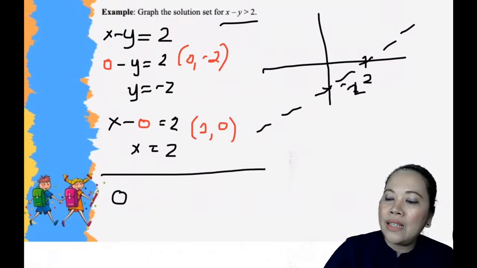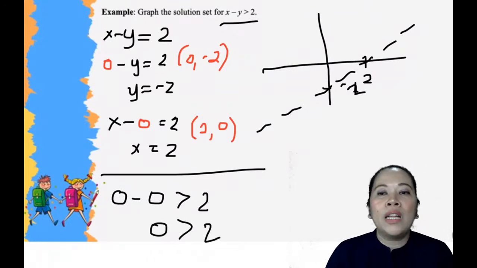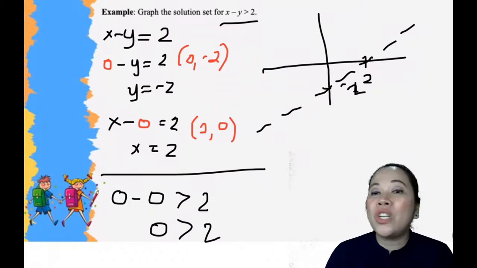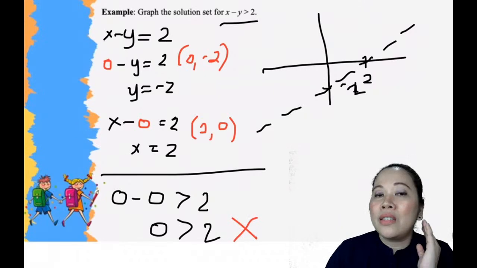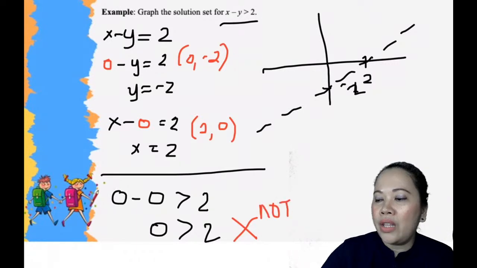Zero minus 0 greater than 2. Is 0 greater than 2? Which is not true, right? This is not true. 0 is not greater than 2. So that means that 0, 0, your test point, is not the solution.